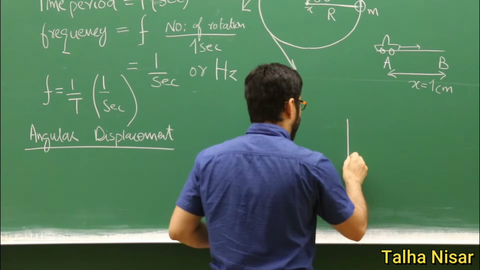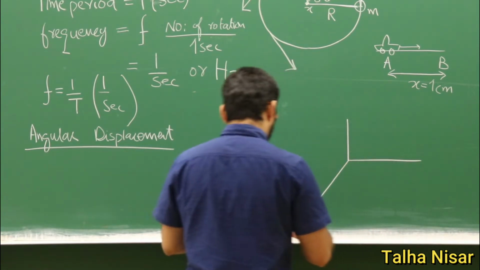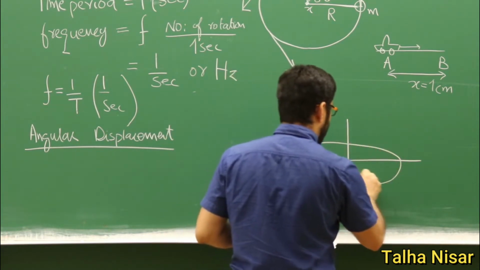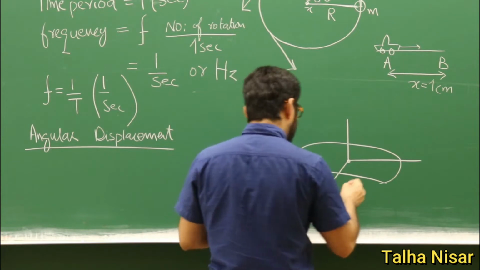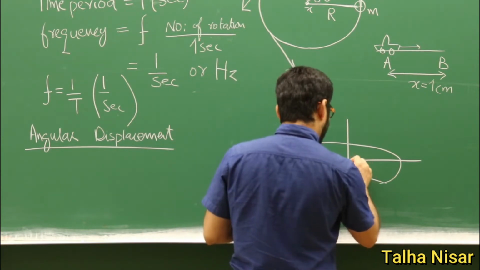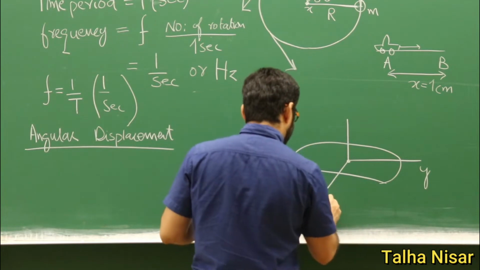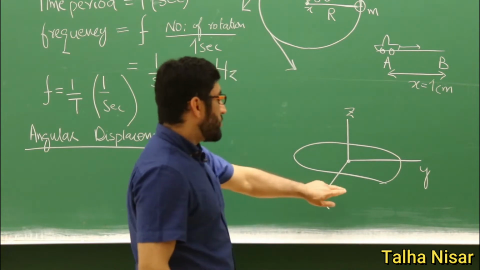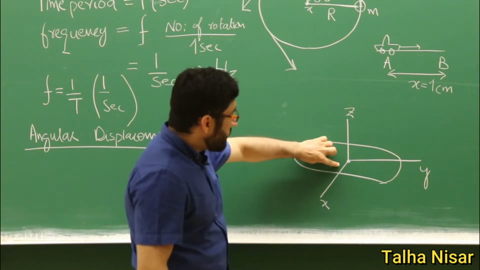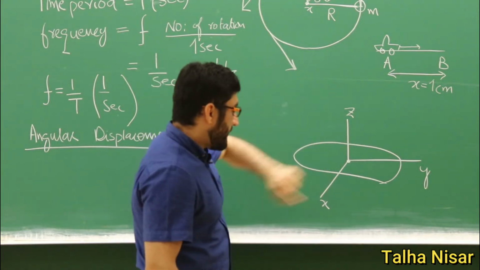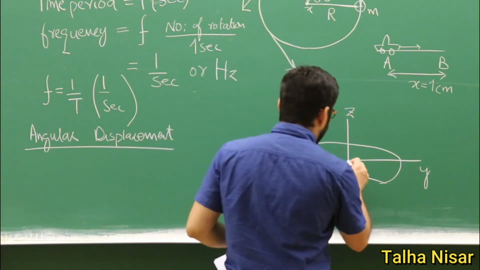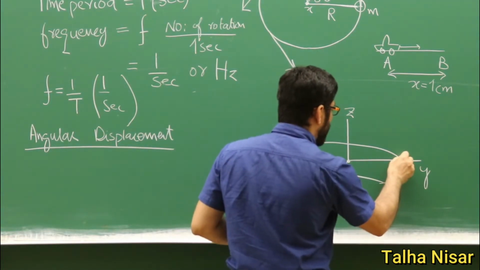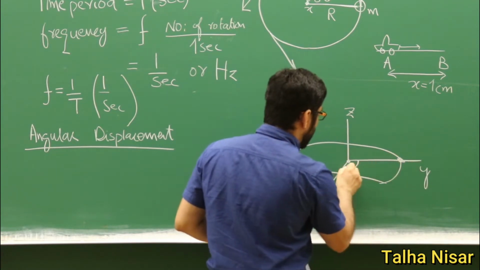So for example, we have a 3D plane and we have a circle, and this is y, this is x, and this is z. When we talked about this earlier, we always take the angle with respect to the x-axis. If an object is here, then we take this angle. So this is the theta.